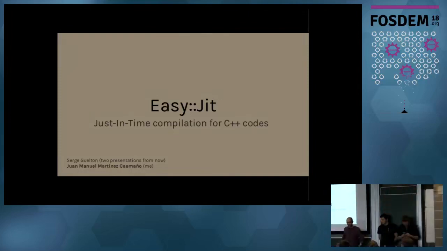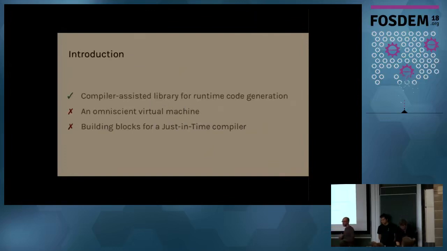And today I'm going to present you a project that we call EasyJIT, which is a library that tries to bring just-in-time compilation for C++ codes. So as I said, actually it's a compiler-assisted library, so it's not only a library for runtime code generation. So it's not a virtual machine, a magical vector machine that optimizes your code and looks at it and monitors it and does a lot of tricks. And it's also not the building blocks for a just-in-time compiler like the LLVM or like the libjit is.